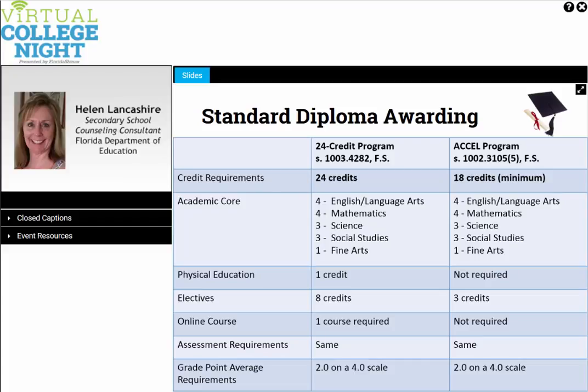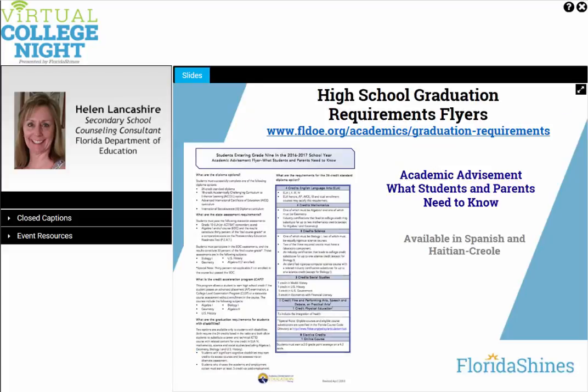When a student is considering applying to a Florida public state university and they are graduating under the 18-credit option, it's important to advise that we have a competitive admissions process. So students that graduate under the 18-credit option are being evaluated with their academic history, the same as the 24-credit option. The rigor of the courses is looked at strongly, as well as the performance in those courses.